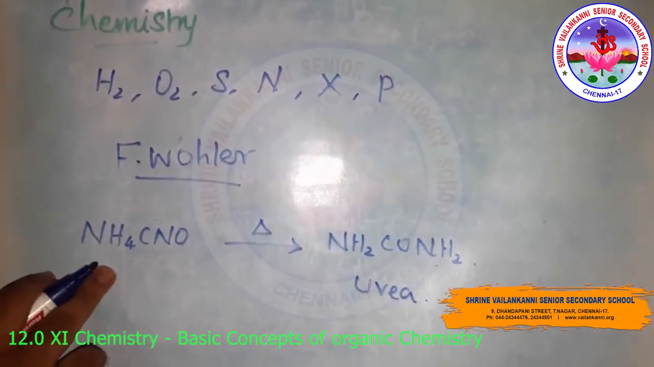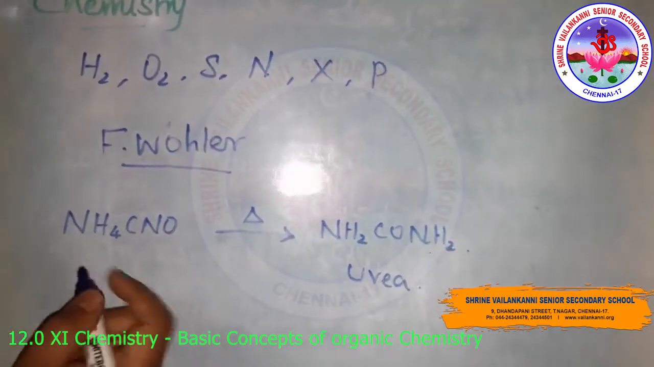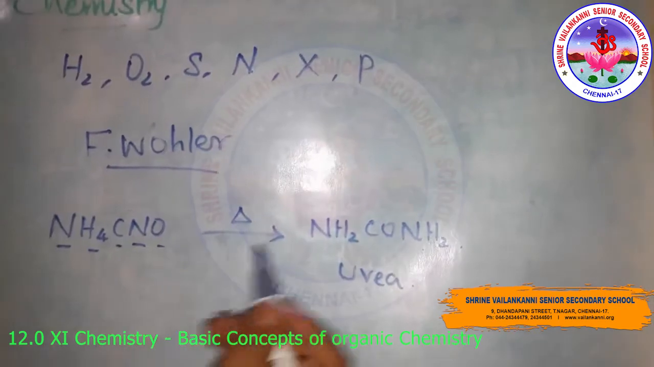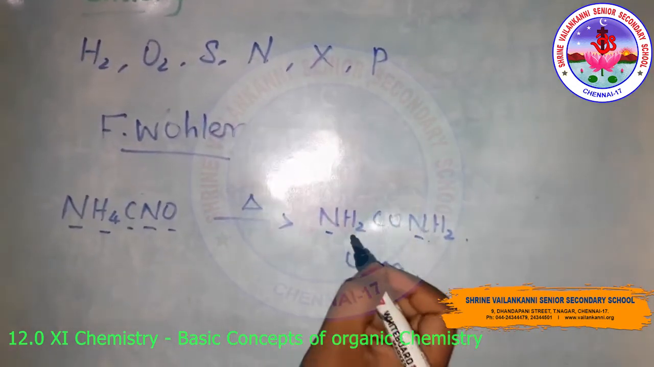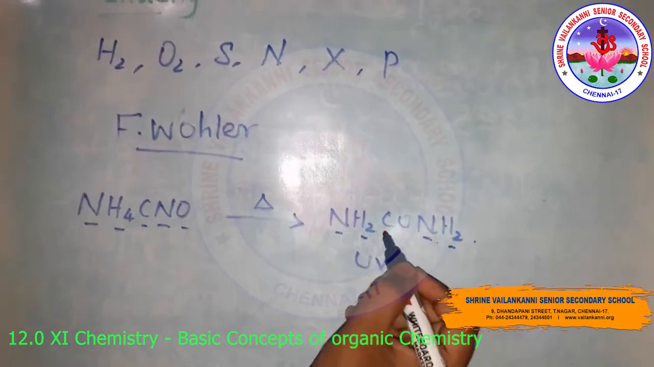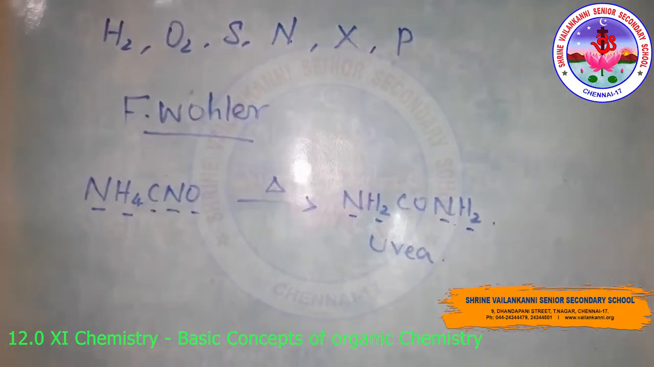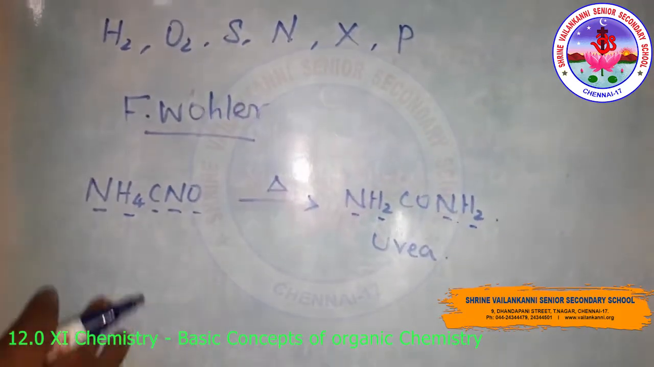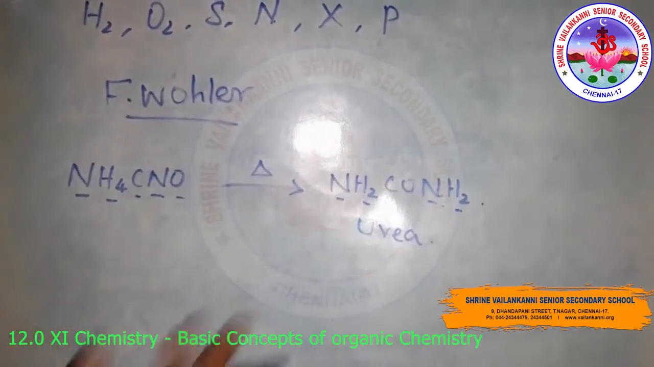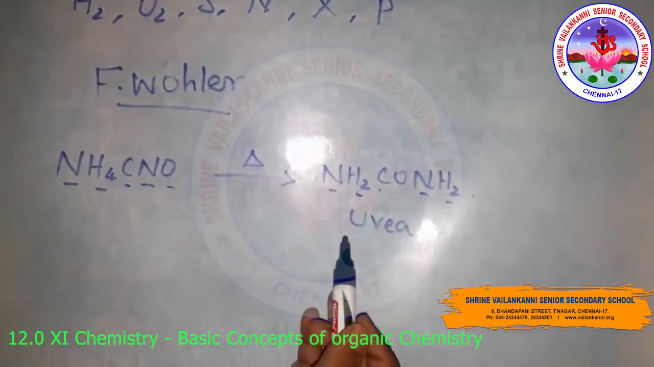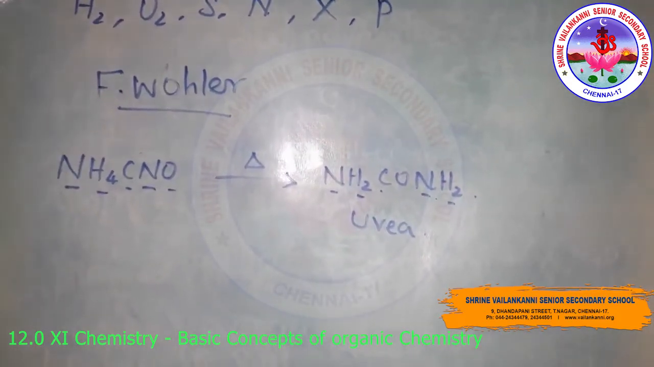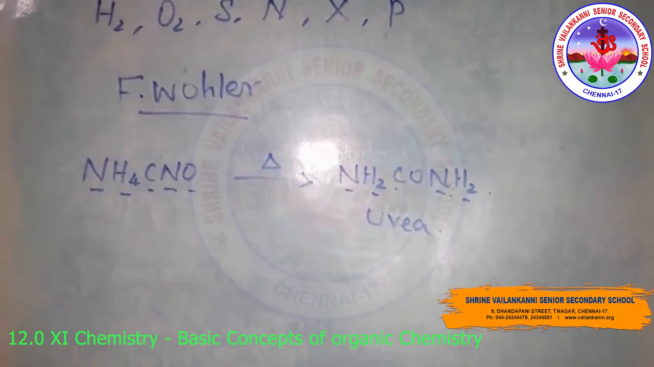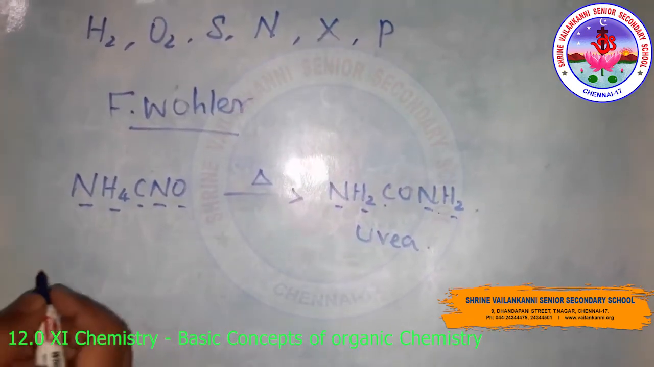Look at this, N2H4CO, and the other one is also N2H4CO. So the molecular formula is the same, only the structural arrangement differs. So the ammonium cyanide on heating gives urea, which is called an organic compound. Okay, then the tetravalency of carbon.